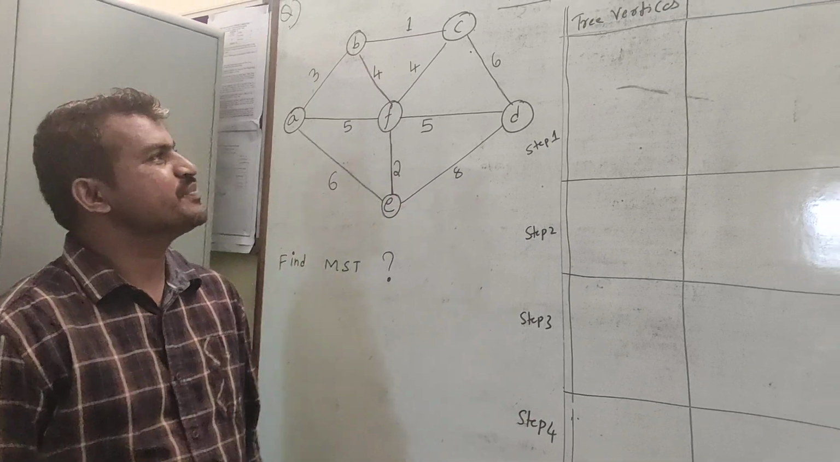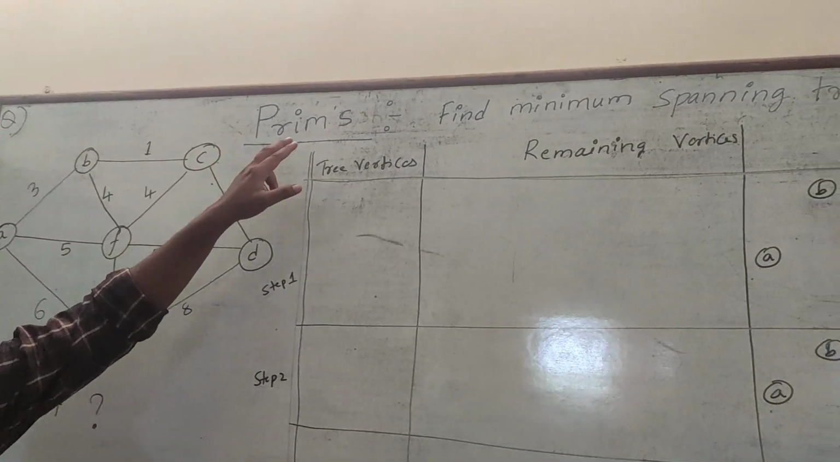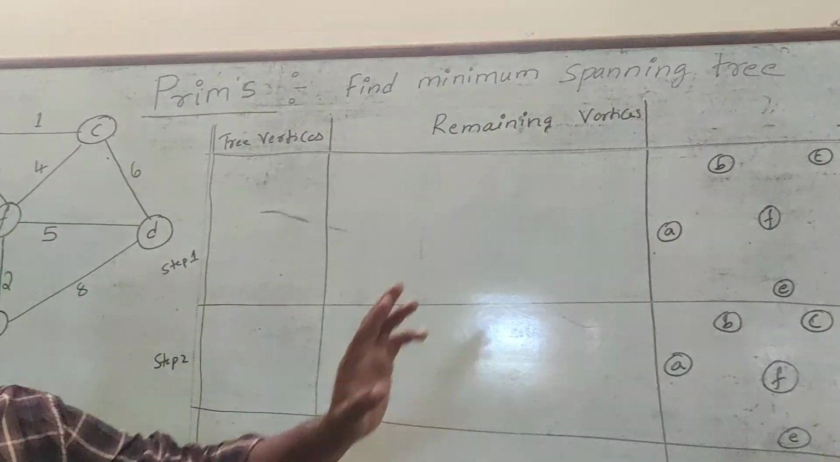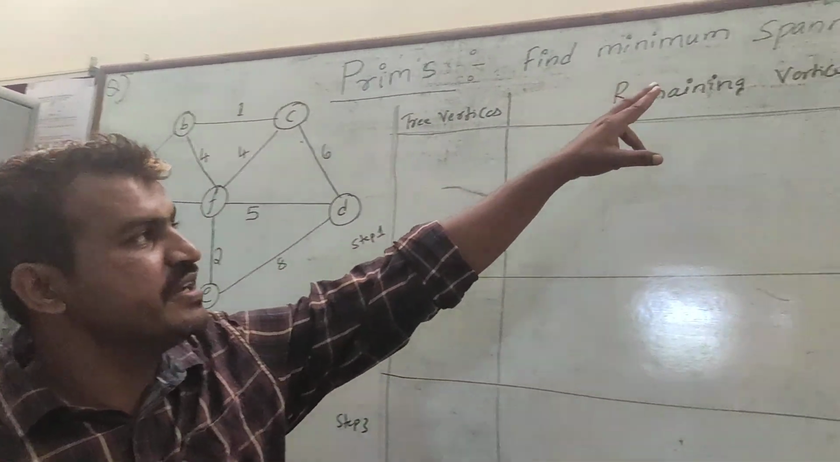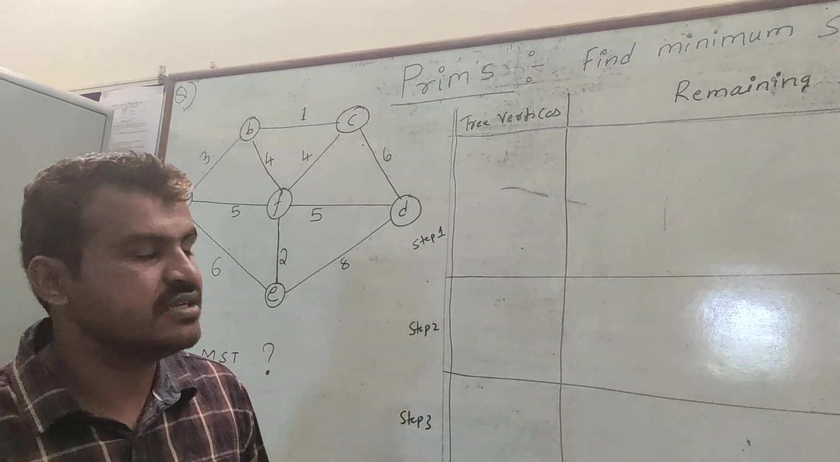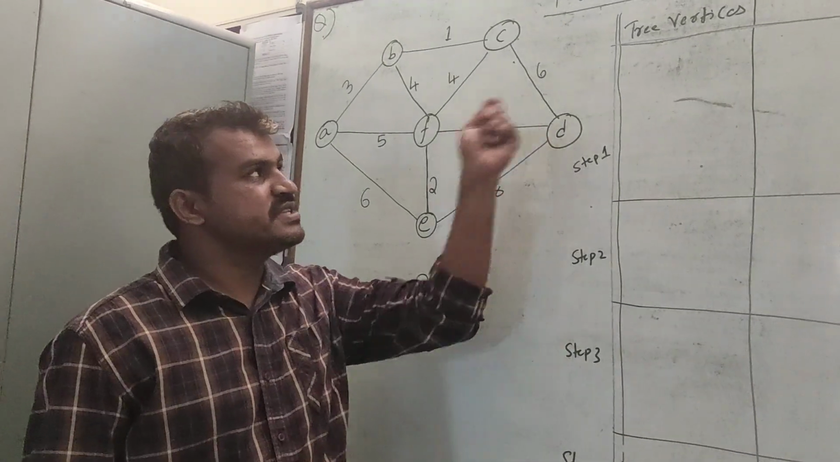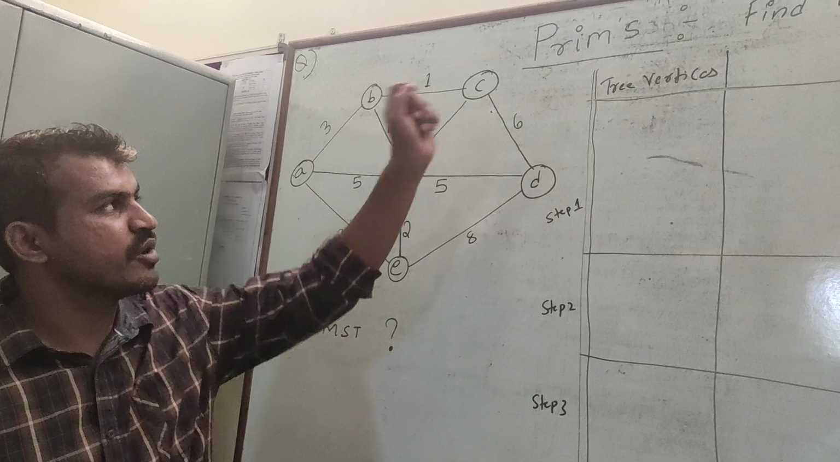Today's topic is Prim's algorithm, for finding a minimum spanning tree. We already know what a minimum spanning tree is. We calculated it using Kruskal's algorithm in the last class. Today we are using a different method, Prim's algorithm. This is also one of the most important; every time this problem will be in the question paper.